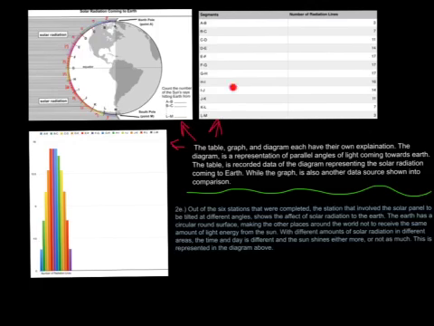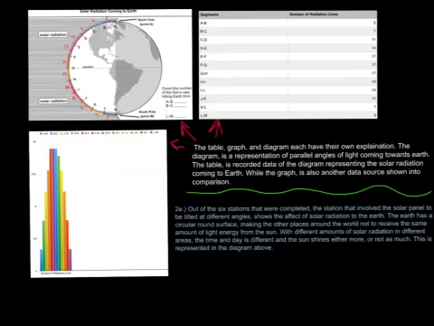To the left, there is a table, a diagram, and a graph that each explain the solar radiation coming to Earth. The table, graph, and diagram each have their own explanation. The diagram is a representation of parallel angles of light coming towards Earth. The table is recorded data of the diagram representing the solar radiation coming to Earth, while the graph is another data source shown for comparison.